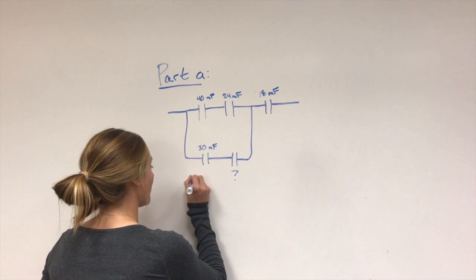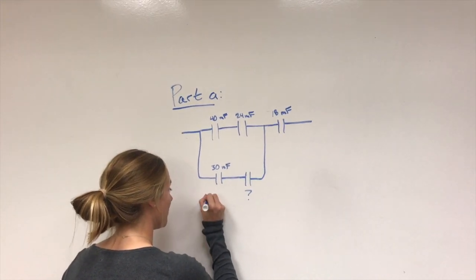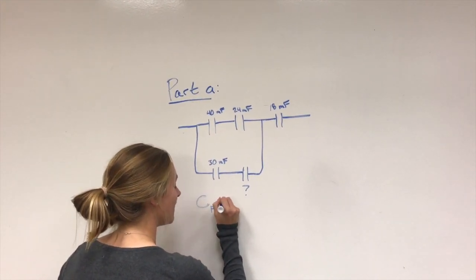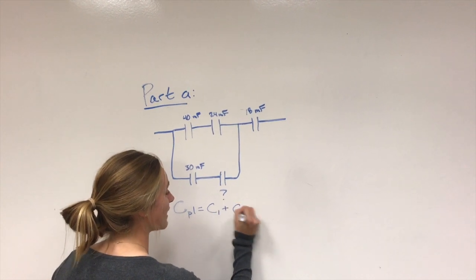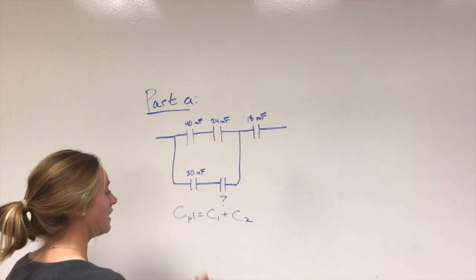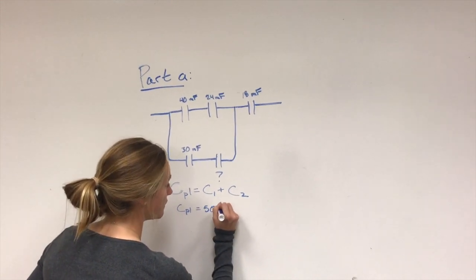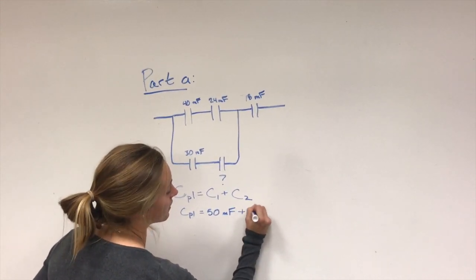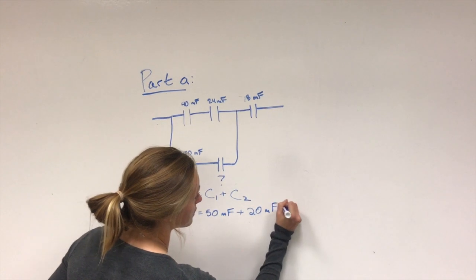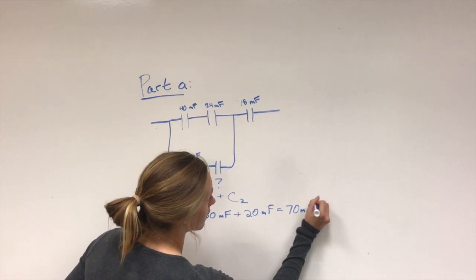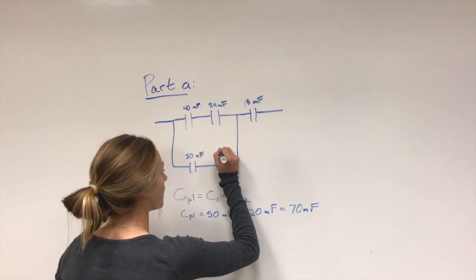So for capacitors in parallel, the capacitance is additive, so it will be equal to 50 millifarads plus 20 millifarads, which is 70 millifarads.